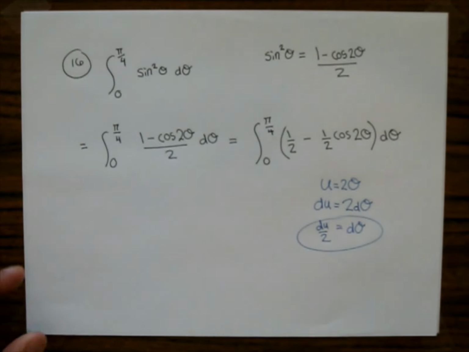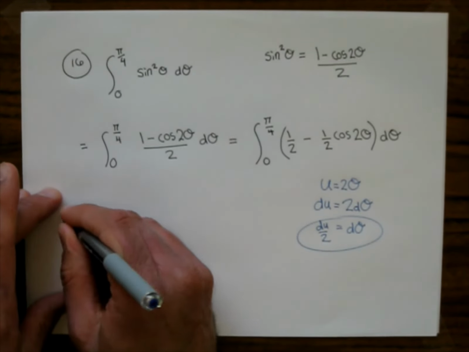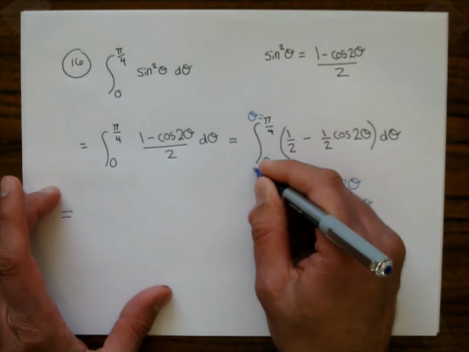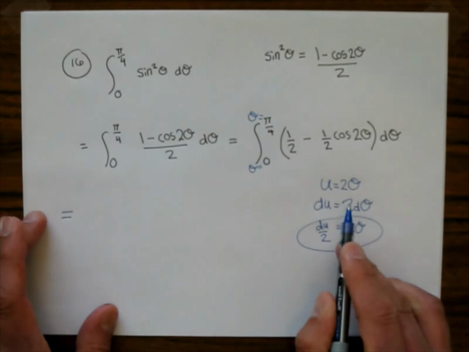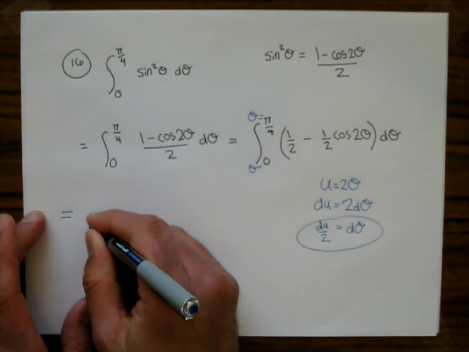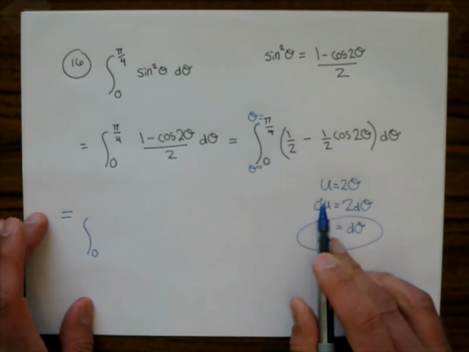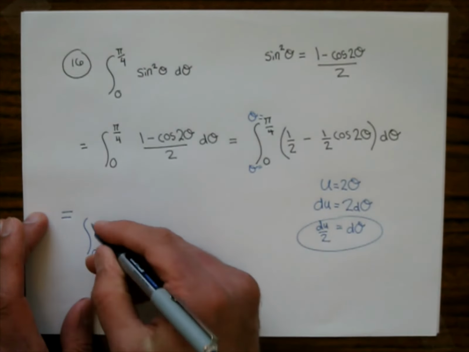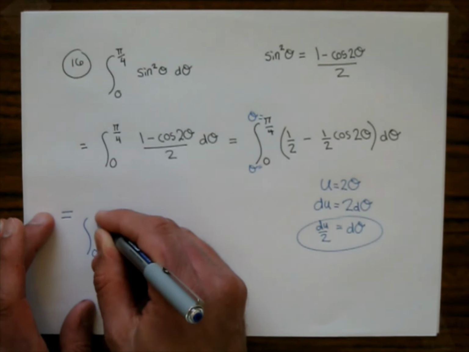So let's see what we have when we do that. I'll switch it all over to blue. These are x values, or actually theta values. So if theta is 0, then u is going to be 0. And if theta is pi over 4, then u is going to be 2 times that, which is pi over 4 times 2, or pi over 2.